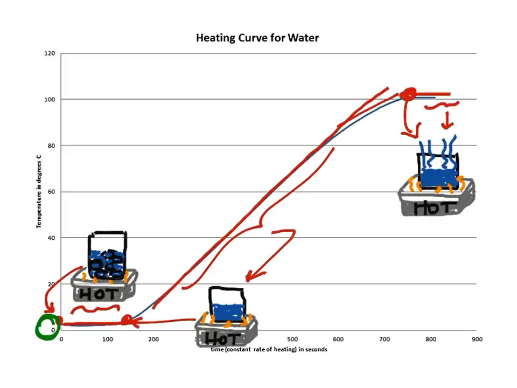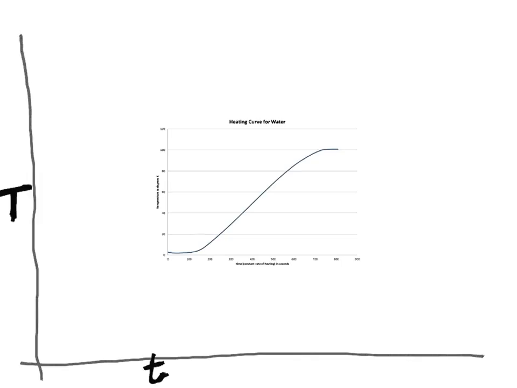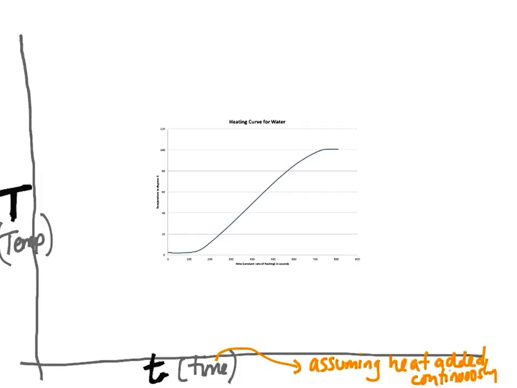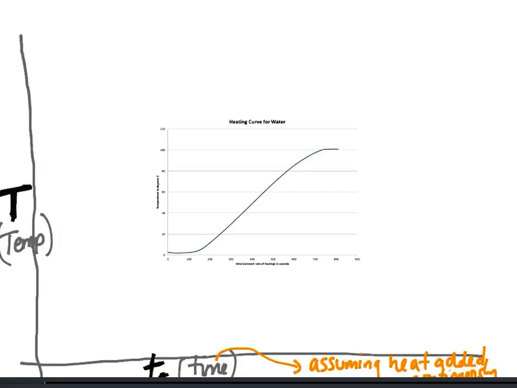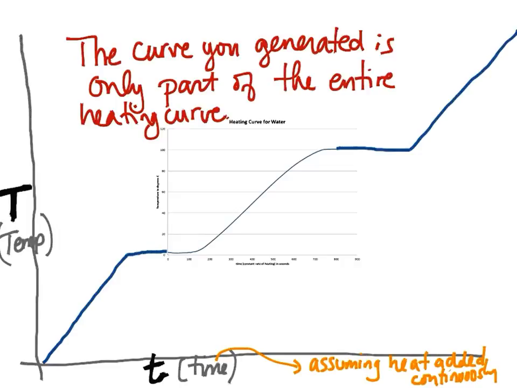Two other parts of this graph that are important are the 0-degree line and the 100-degree line. The flat parts are both related to the freezing point and the boiling point of water, which you should have been familiar with already. Now, your heating curve is actually just a smaller portion of a larger curve, which is what I'm trying to show you here. It's either temperature versus heat added, or it can be temperature versus time, assuming that heat is added continuously. So the curve you generated is only part of the entire curve.